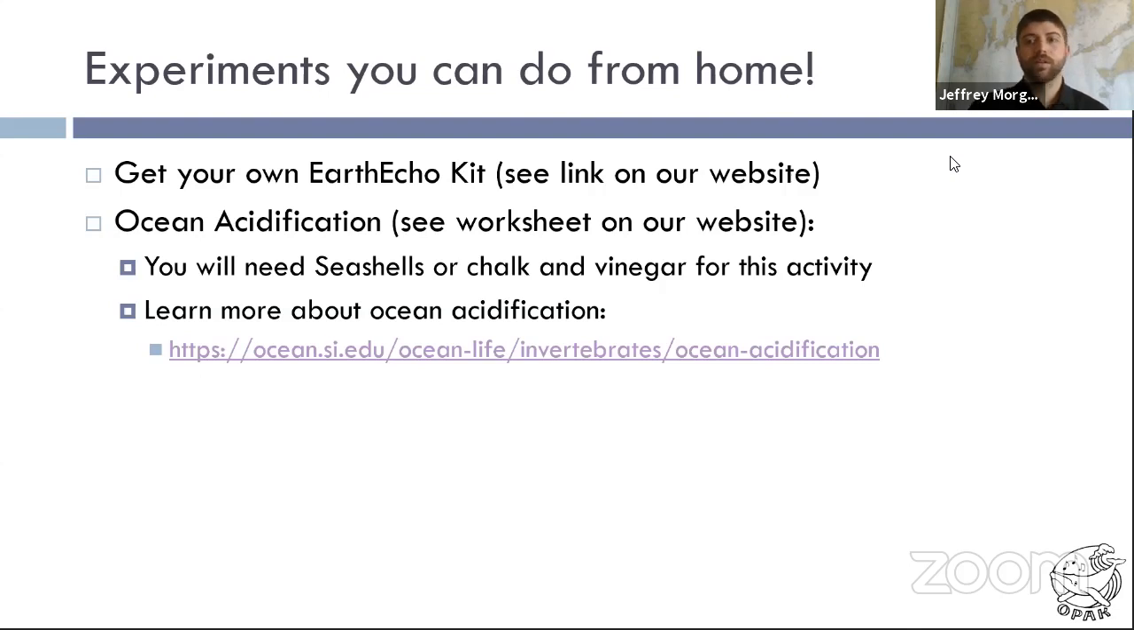All you're going to need are either some shells or pieces of chalk and some vinegar and water, and you can actually measure the changes in that seashell or chalk over time. And vinegar is definitely a lot stronger than what the acidity of our ocean is, but it will show you how when you increase the acidity of the water that these creatures are living in, it really does change the thickness of their shell, the appearance of their shell.